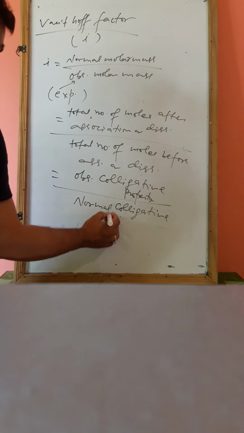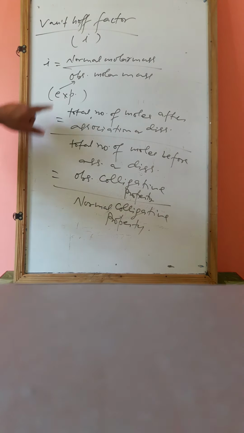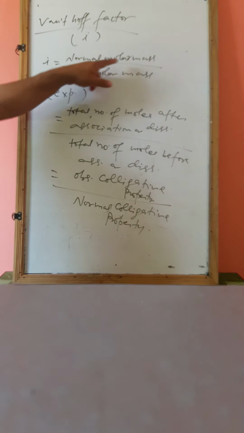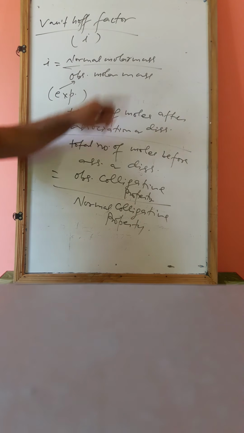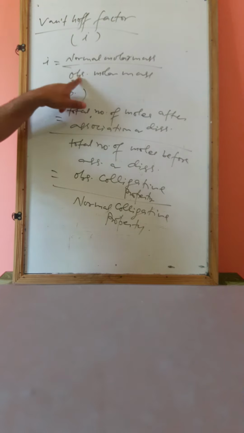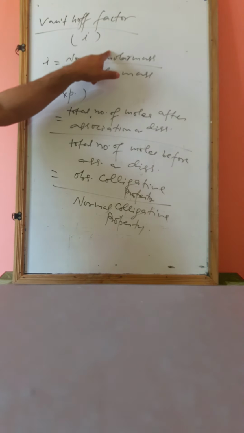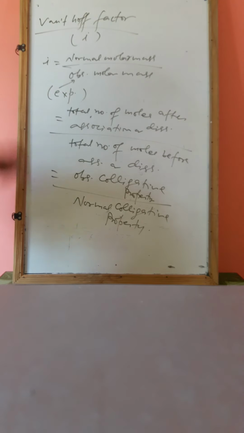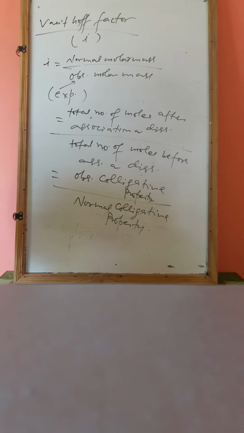So van't Hoff factor can be defined in terms of normal molar mass and observed molar mass. i is the ratio of normal molar mass and observed molar mass. Observed molar mass is experimental. So the calculated molar mass by experimental molar mass gives the value of van't Hoff factor. Either this formula can be used or this may be true.